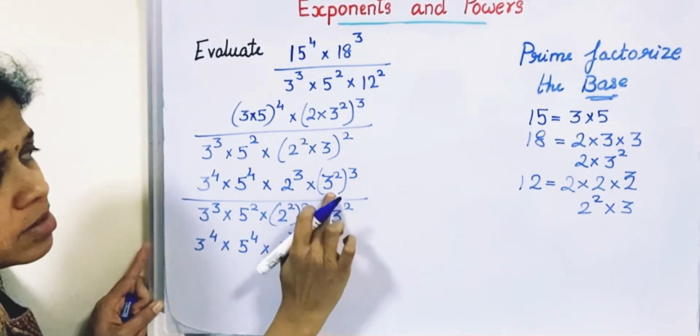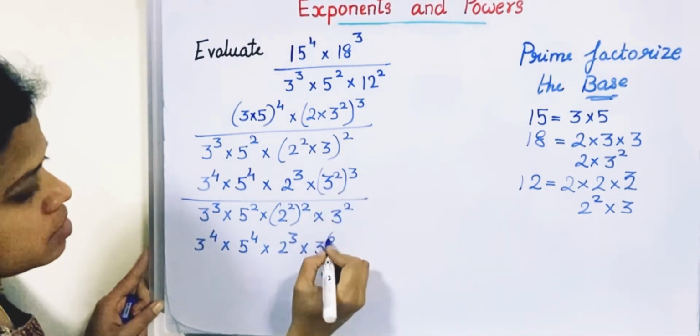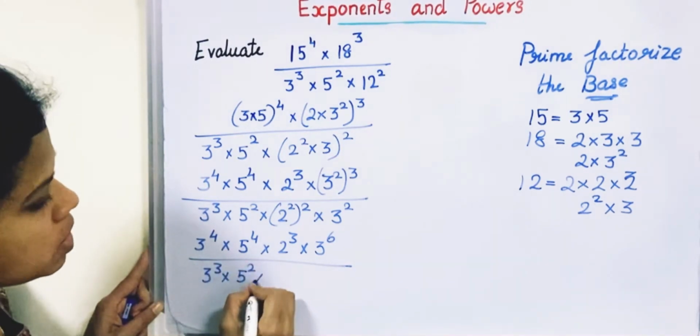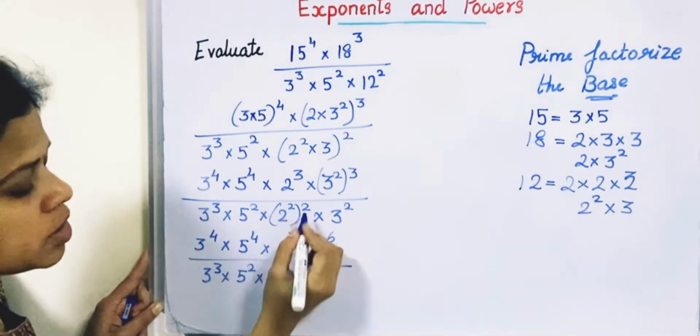Next, this power of a power, we have to evaluate that. So 2 into 3, it's 6. Then 3 power 3, here 5 power 2. So power of a power, we have to do this now. 2 power 2 into 2, it's 4.